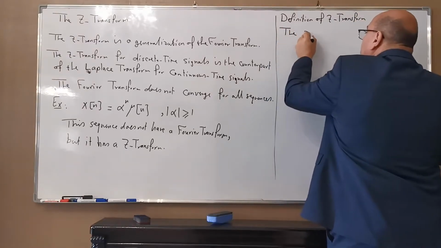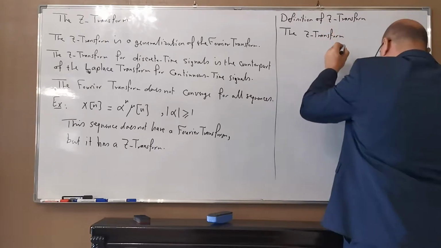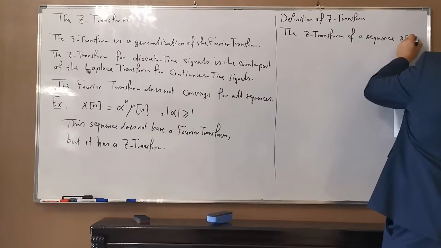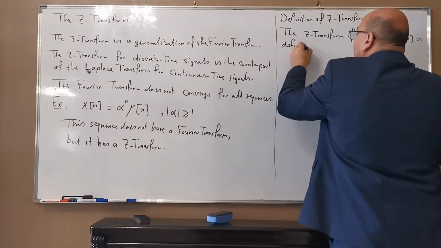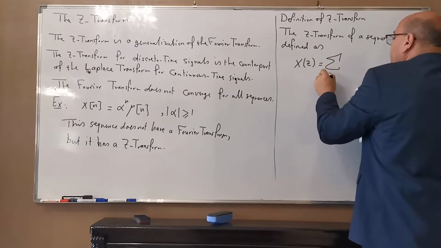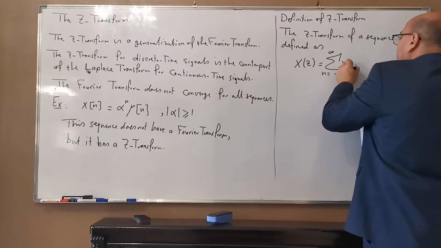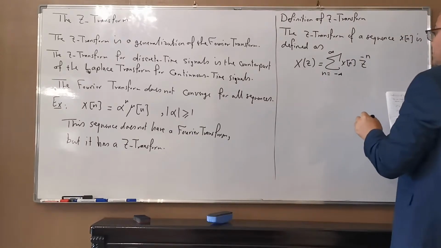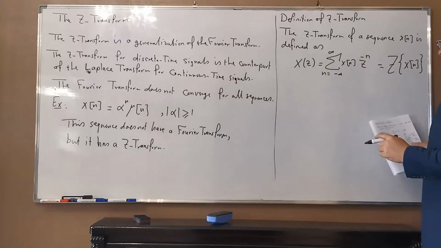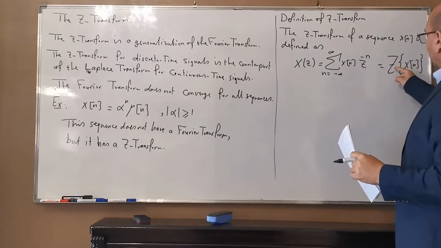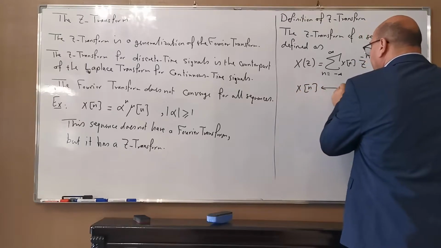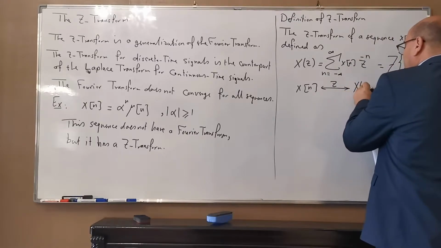The Z transform of a sequence x of n is defined as X of z equals the summation from n equals minus infinity to infinity of x of n times z to the minus n. Okay, and we call this also Z of x of n. So as an operator, like F of x of n for the Fourier transform, Z of x of n is the Z transform. And we also can say that we have a transform pair: you have the x of n, and you have here X of z.